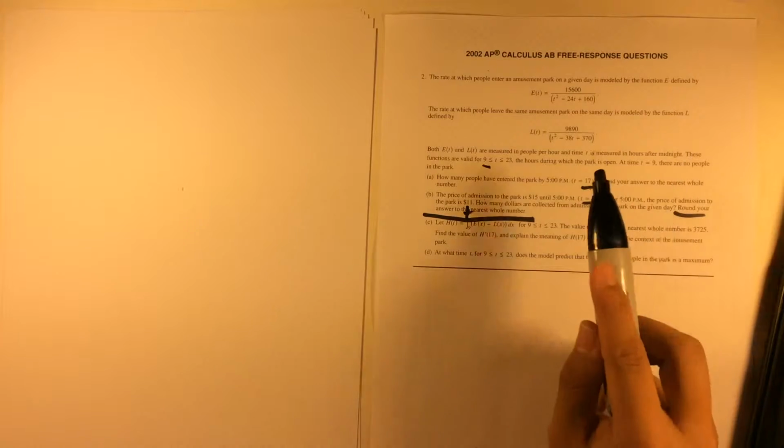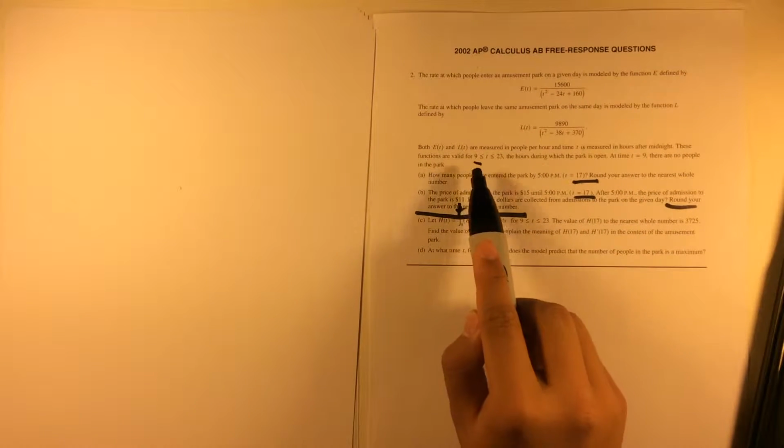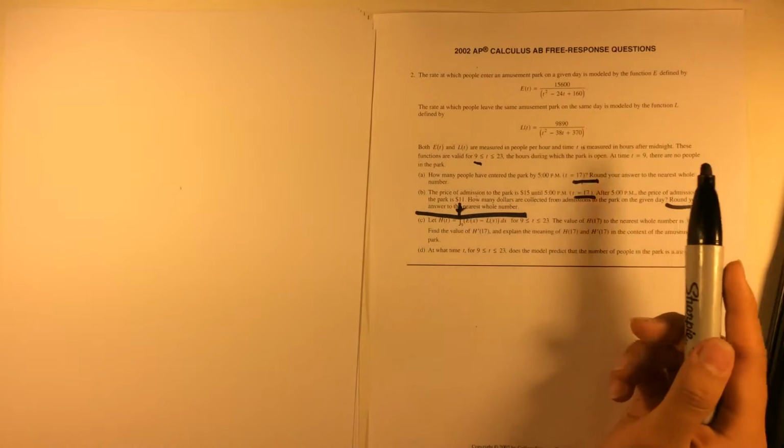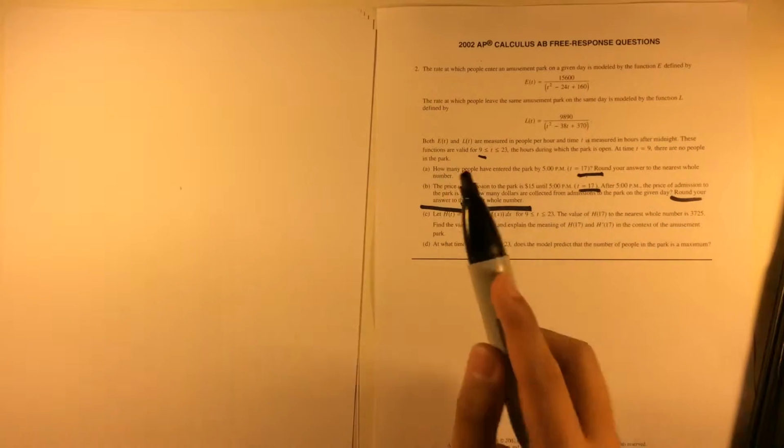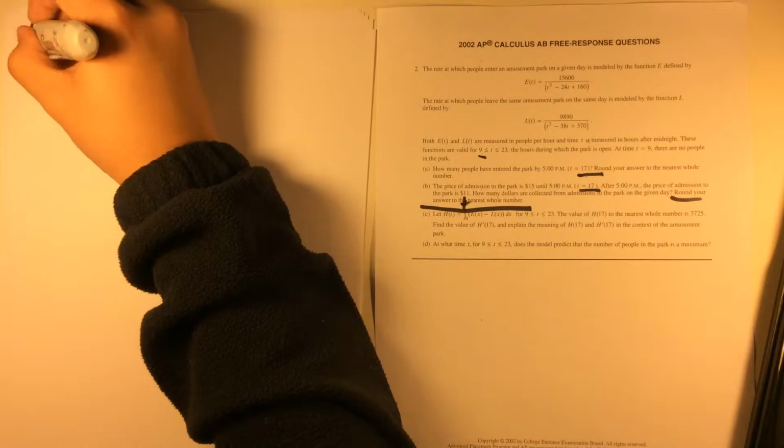Both these functions are valid. Measuring people per hour is a rate, and time is measured in hours after midnight. The functions are valid for t between 9 and 23, the hours during which the park is open. At time equals 9, there are no people in the park, so the park is empty at the beginning of the day. Now for question A.